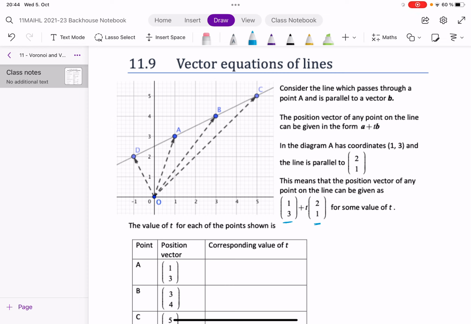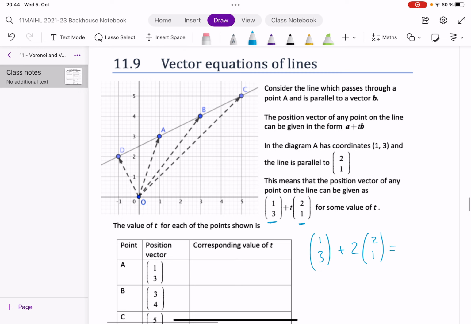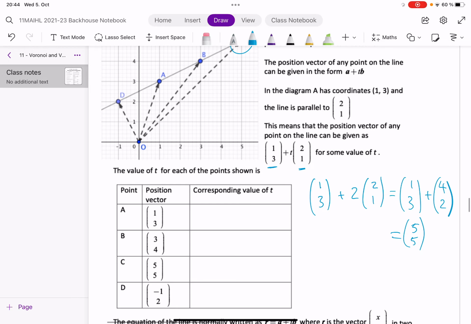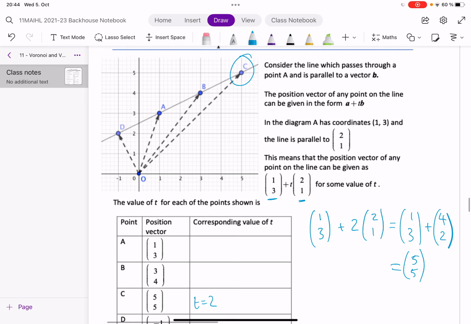For example, if I say that t equals the value 2, I would have 2 lots of (2, 1). So let's quickly work out what that is. I'm going to do the scalar multiplication first. (1, 3) plus (4, 2). And that makes the point (5, 5). And if we check, yep, there's (5, 5). It's point C. So t equals 2 gets us to point C.